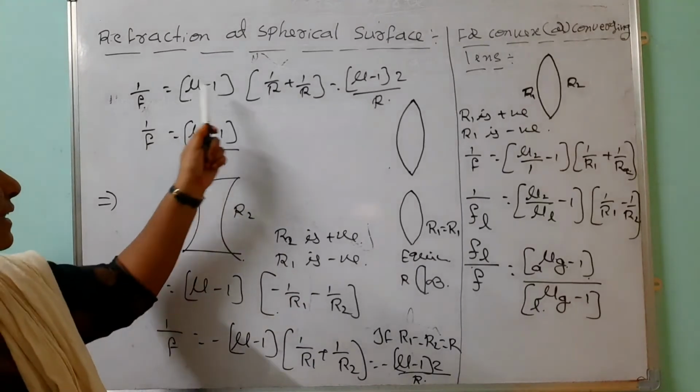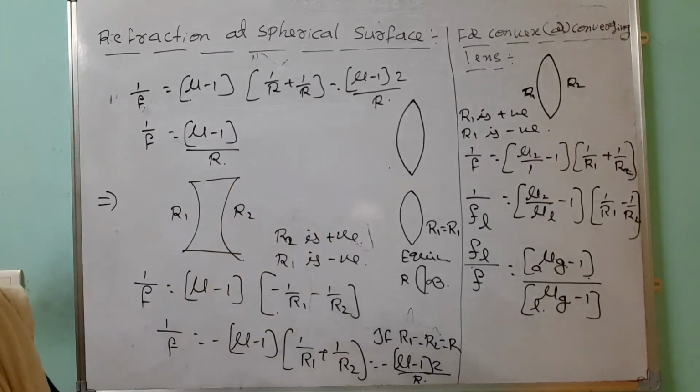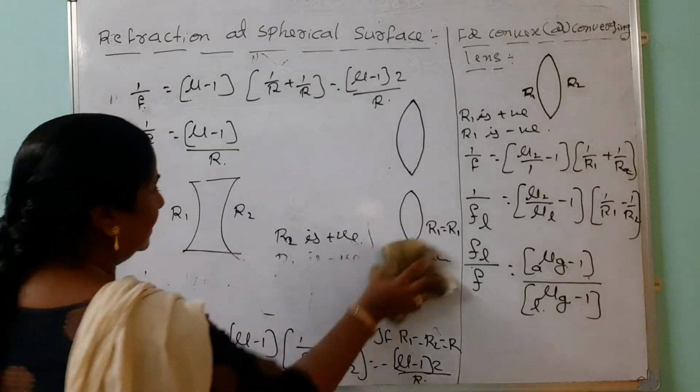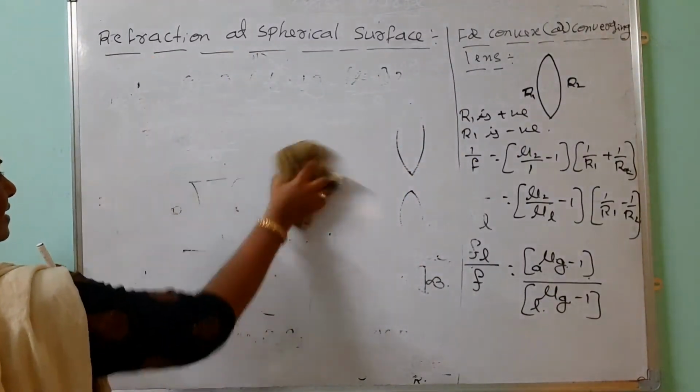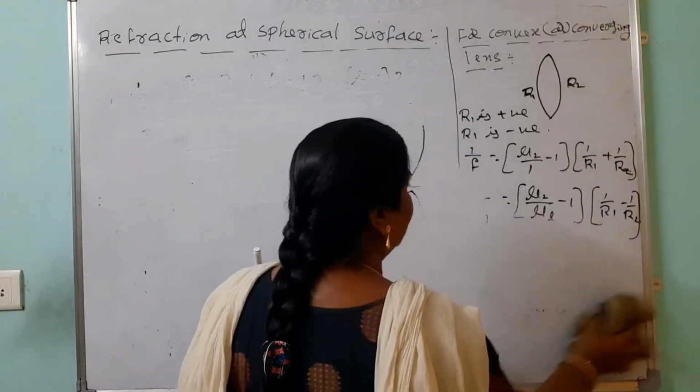Depending on the focal length and refractive indices, we can do the problems. The next thing is there are different cases. Suppose we are taking two convex lenses separated by a distance d.